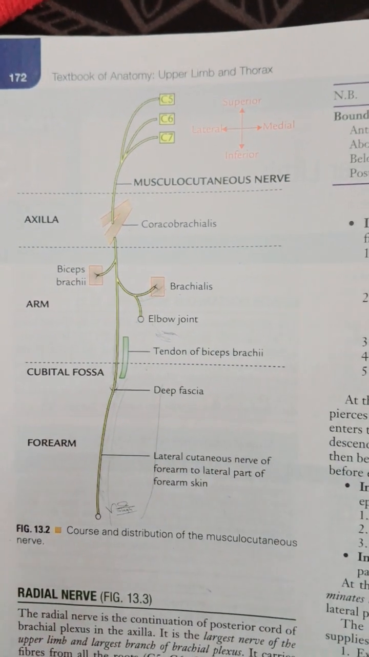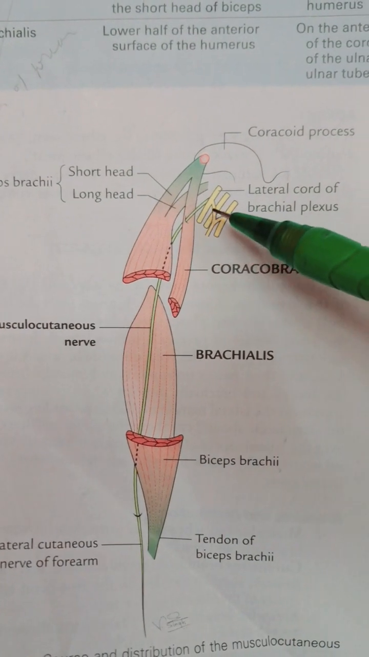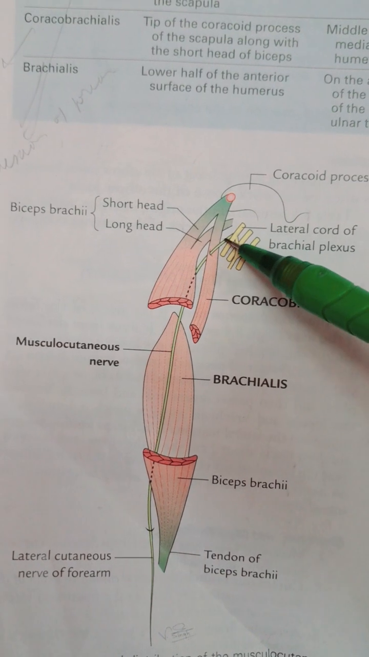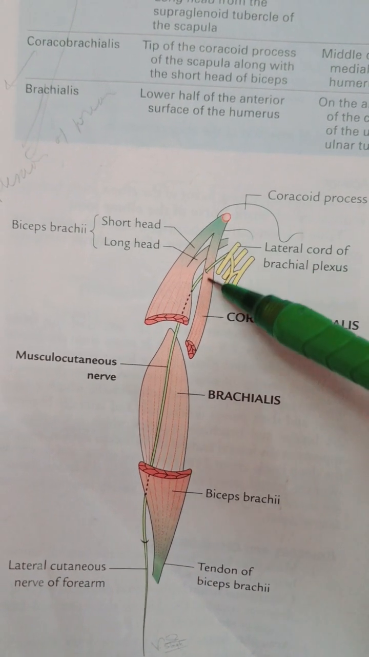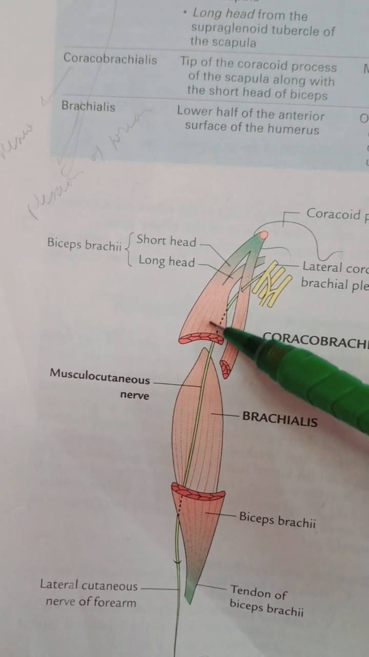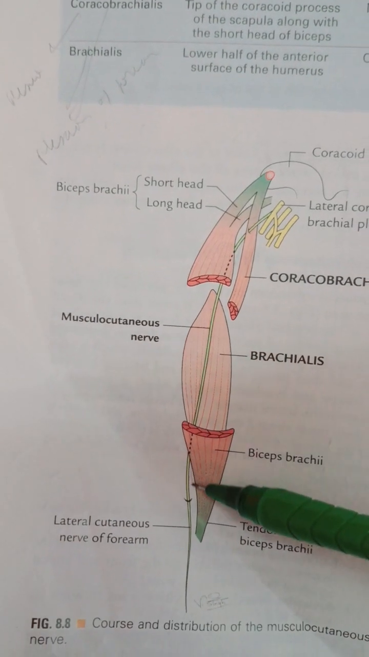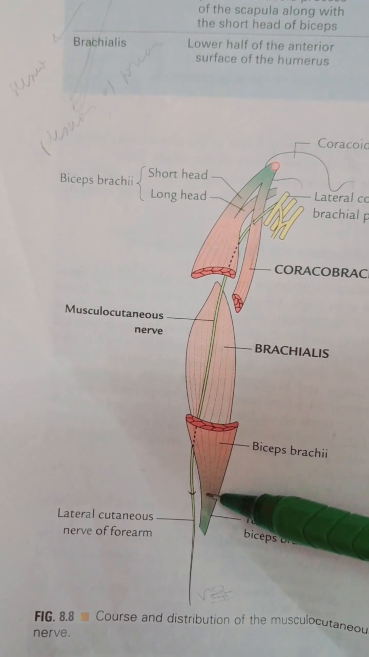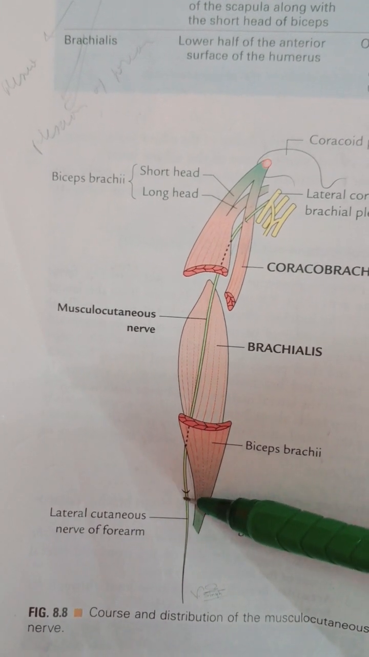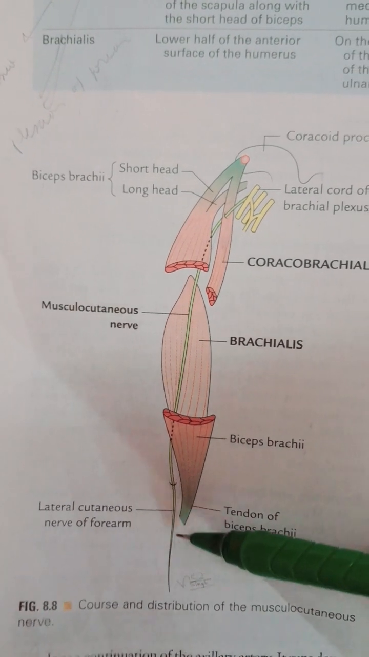So let us see this diagram. So here first it is passing from lateral cord of brachial plexus and it is piercing the coracobrachialis in the axilla, and in the arm it is passing between brachialis and biceps brachii, and then it's passing lateral to the tendon of biceps brachii and it is piercing the deep fascia, and it is giving lateral cutaneous nerve of forearm.